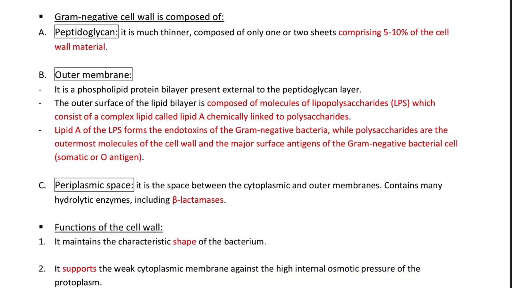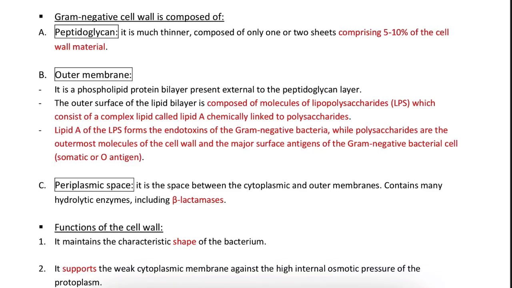Clinically, gram negative infection can cause septic shock due to lipid A endotoxin. The periplasmic space protects beta lactamase enzymes and contributes to antibiotic resistance. The management strategy in severe gram negative sepsis is to use carbapenems or beta lactamase inhibitors. And we have to monitor for signs of endotoxemia like fever, hypotension, and disseminated intravascular coagulation.